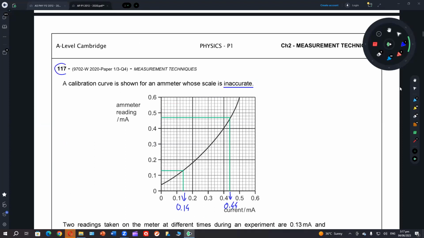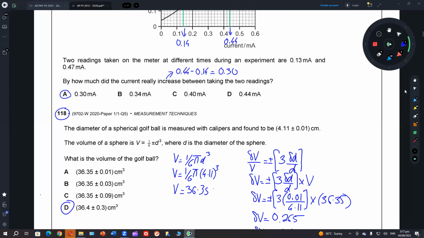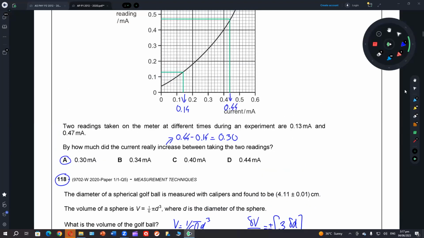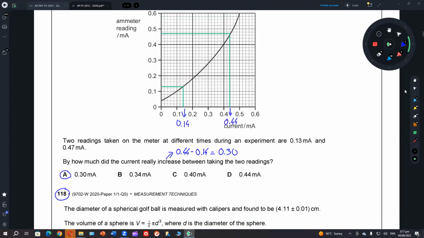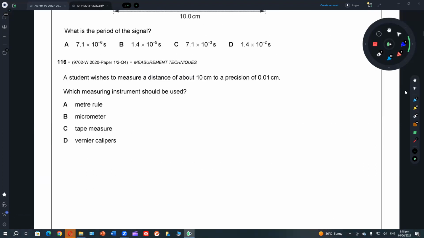So we don't have to take into account the initial reading at 0? No, because the graph is covering both of them. It's a calibration curve. Even though calibration curves are not in our course anymore under a title name, I'm still covering them because sometimes it comes from the O-level background.